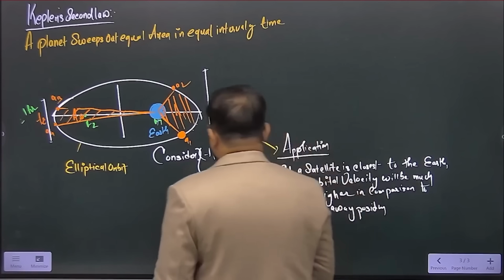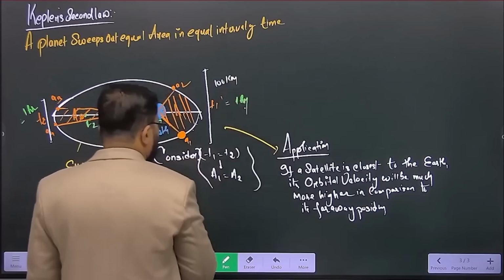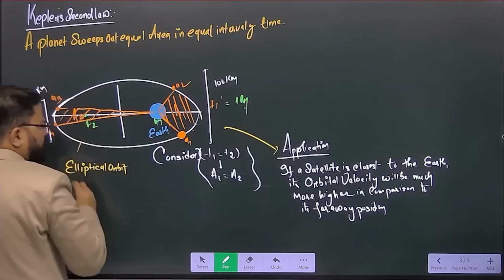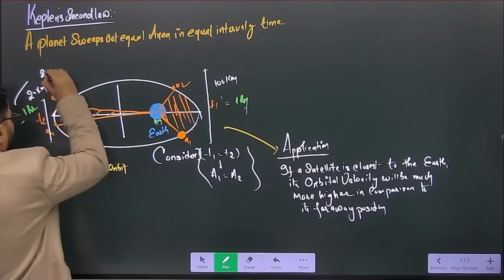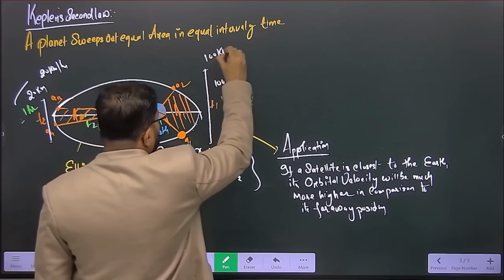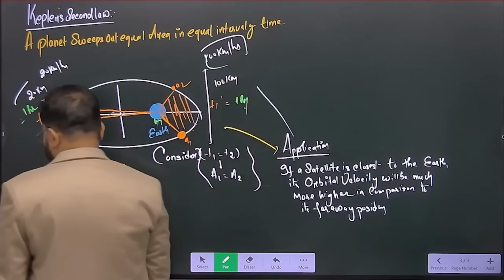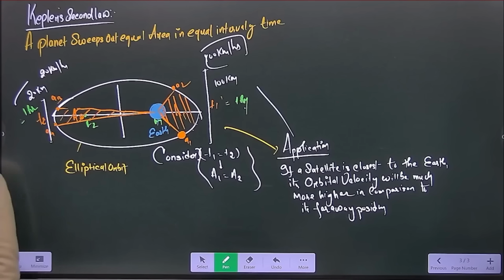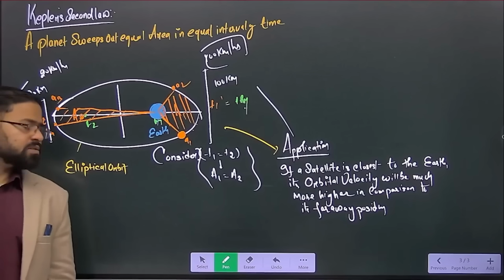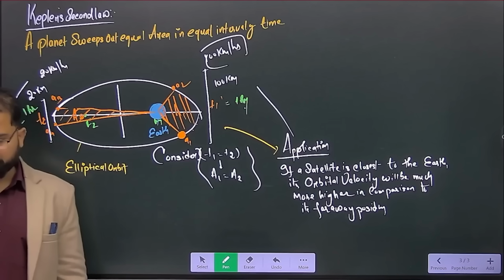Within 1 hour, it has covered a 100-kilometer distance, and within 1 hour, here it has covered 20 kilometers. So what does it mean? Here the speed will be 20 kilometers per hour, and here it will be 100 kilometers per hour. Same thing I have written. If a satellite is closest to the Earth, its orbital velocity will be much higher in comparison to its faraway position. Closest position 100 kilometers per hour, and faraway position 20 kilometers per hour. Write it down.